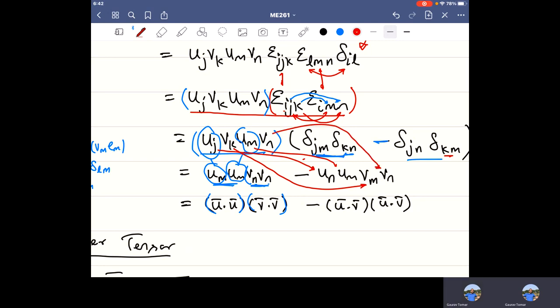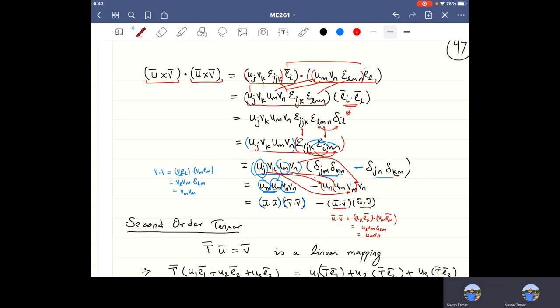Now this quantity is essentially, if you have two vectors and you're writing u dot v, you will write this as ul el dotting with vm em, and you can write this as ul vm delta lm. So you'll get um vm. Same thing. So you see um vm here and um vn. Both of them can be written as the product of u dot v into u dot v.